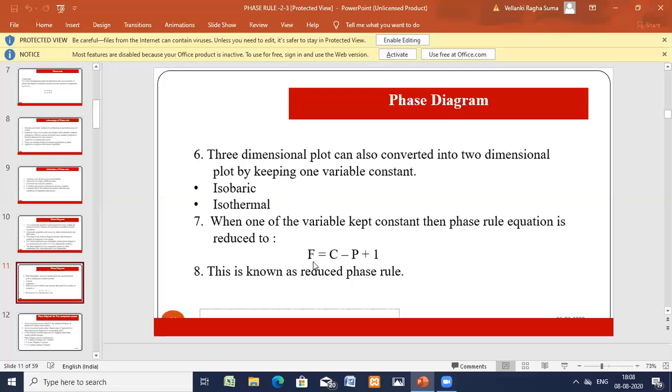The formula is F is equal to C minus P plus 1. One is kept constant, so it has turned to 1. Previously, what was it? F is equal to C minus P plus 2. But now the formula has changed. The reduced equation is F is equal to C minus P plus 1. This is the reduced phase rule. It is applied for the two component system.